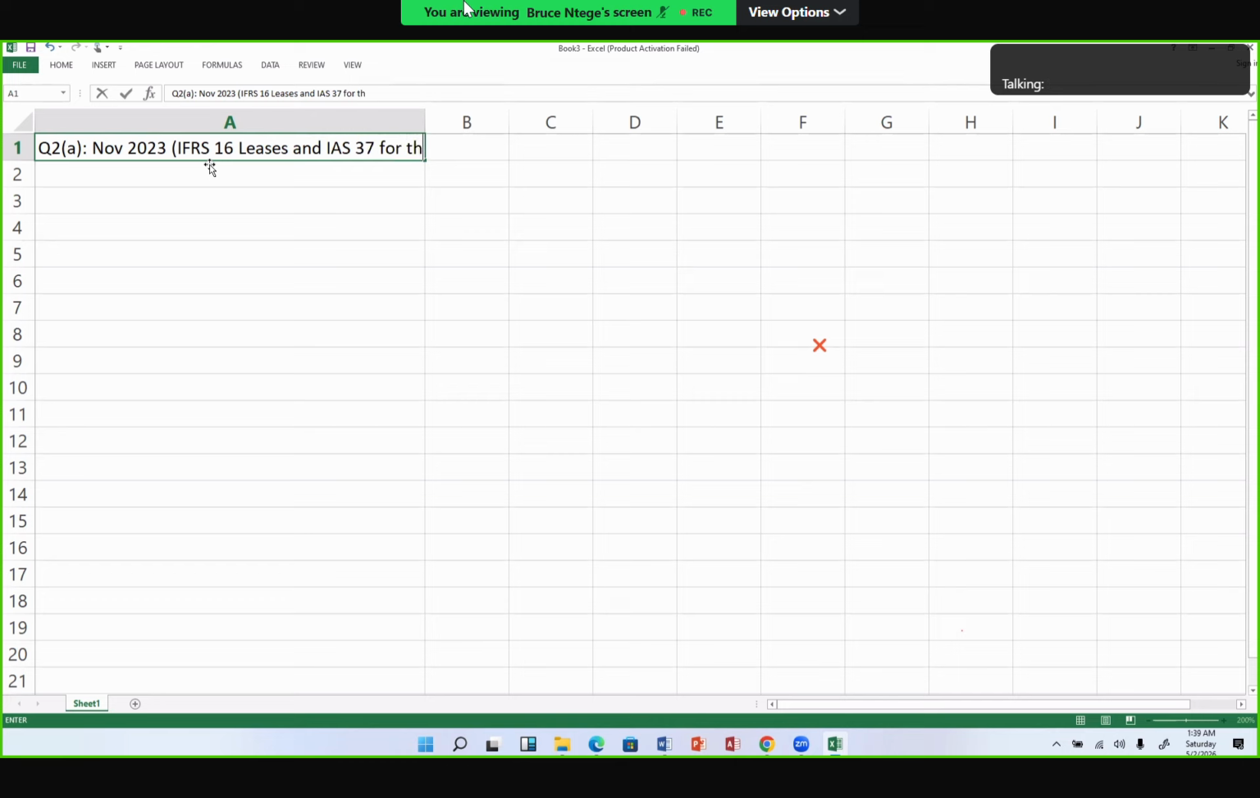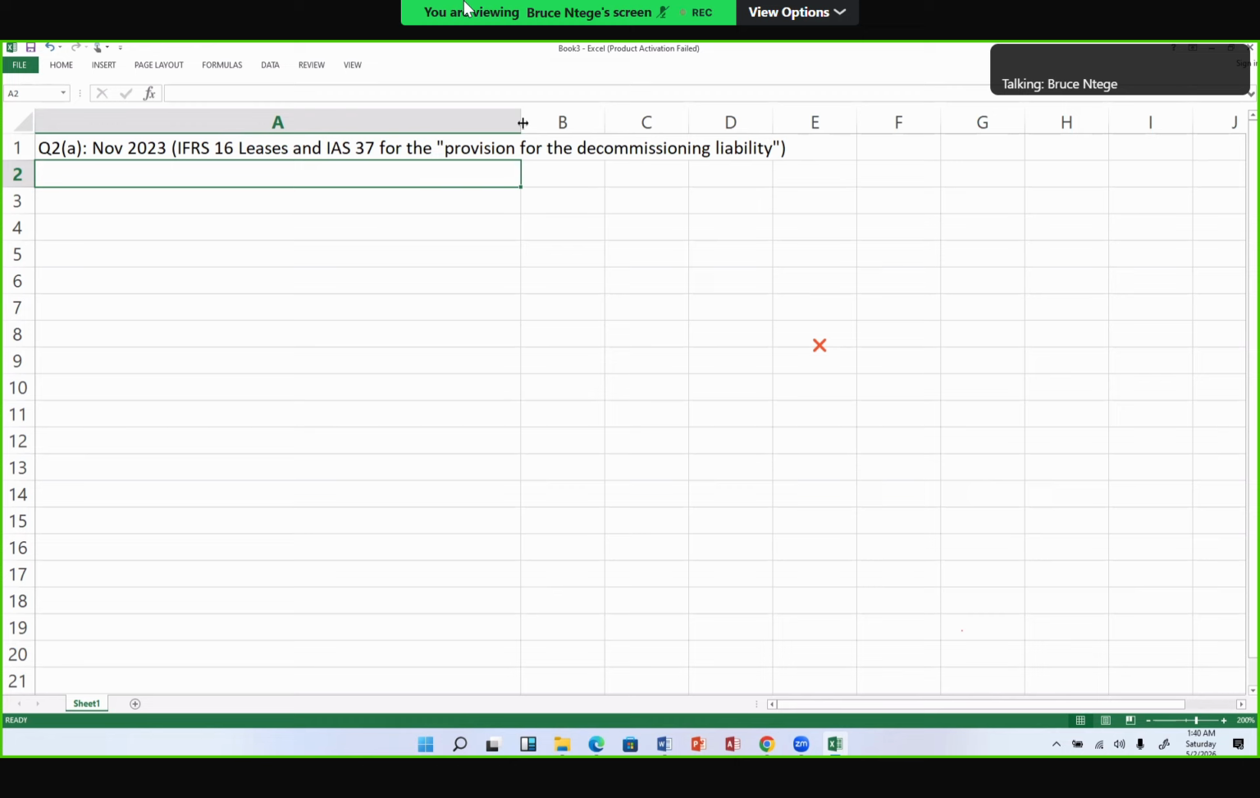Okay, so we want to start by looking at that initial measure or initial value of the lease obligation before we even bring in the decommissioning liability. So we need the initial measure. Recall our first principles: I want to initially recognize the lease obligation and the right of use asset. I'm abbreviating that. Okay? At the inception of this.